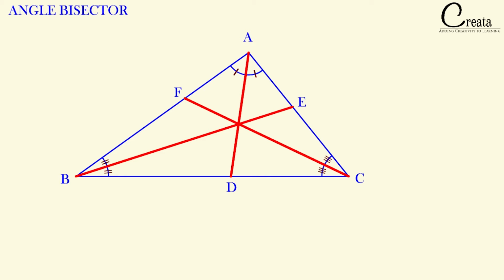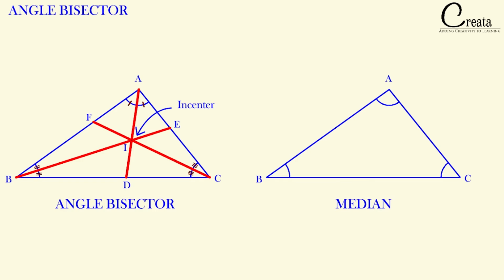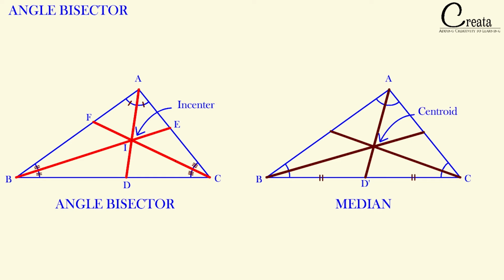These angle bisectors have a special property: these 3 angle bisectors intersect at a common point. Here, for this figure, the intersection point of the 3 angle bisectors is I. I is known as the incenter. If we compare the angle bisectors with the median, a median is a line segment that divides the opposite side into two equal portions, while the angle bisector divides the angle into two equal portions. The intersection point of the 3 medians is the centroid, which is denoted by G, and the intersection point of the 3 angle bisectors is I, that is the incenter.